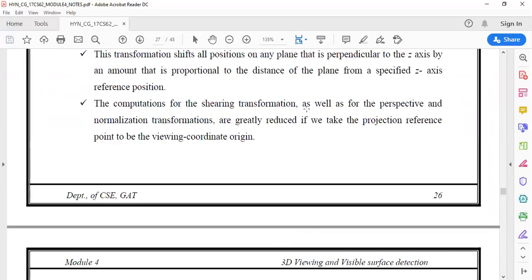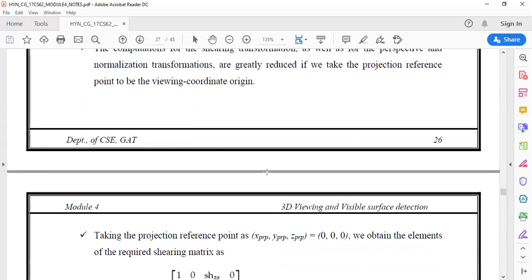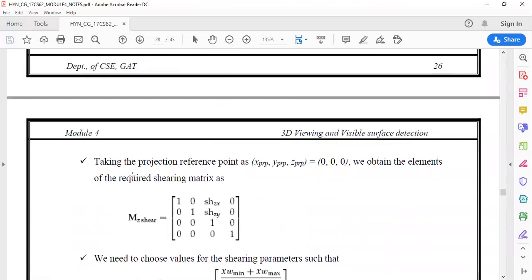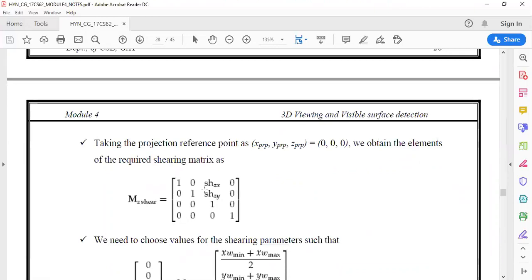The computation for shearing transformation as well as for perspective and normalized transformations are greatly reduced if we take the projection reference point to be the viewing coordinate origin. So in order to do all these shearing computations, we take our projection reference point as the origin. Take the projection reference point XPRP, YPRP, ZPRP as 0, 0, 0. Right, so we will obtain our shearing matrix. The matrix for Z shear is 1 0 SHZX 0, 0 1 SHZY 0, 0 0 1 0, 0 0 0 1.